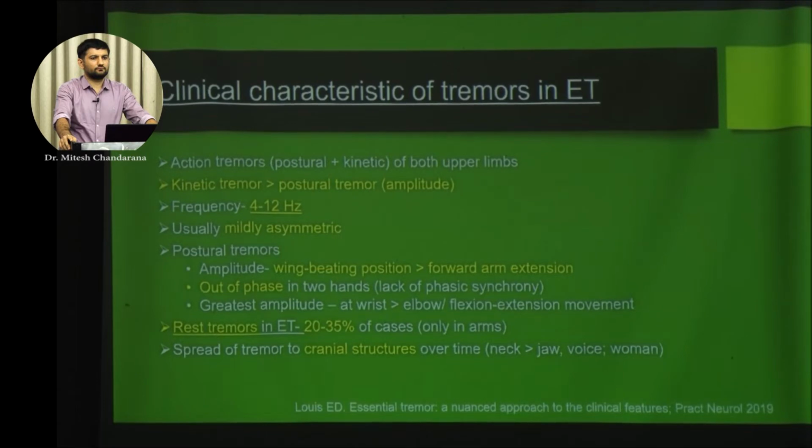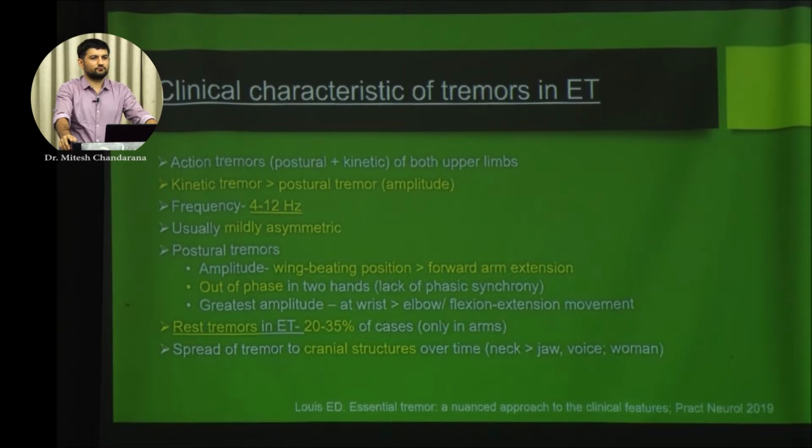Clinical characteristics of tremors in ET: the main component of the tremor is kinetic tremor, and the amplitude of kinetic tremor is more than postural tremor. Usually the frequencies are between 4 to 12 Hz. Usually mild asymmetry is seen between the two arms.